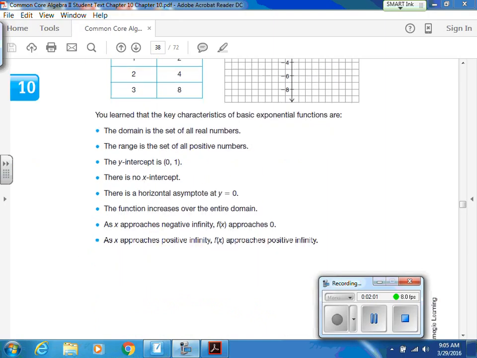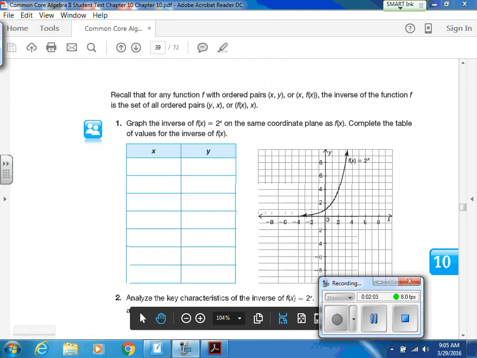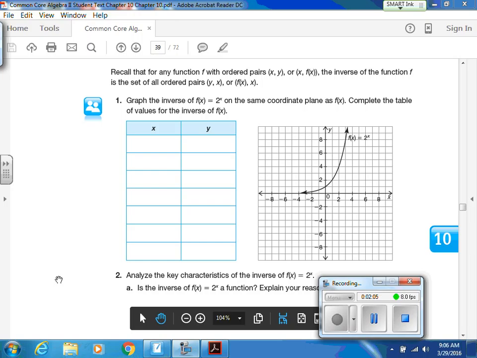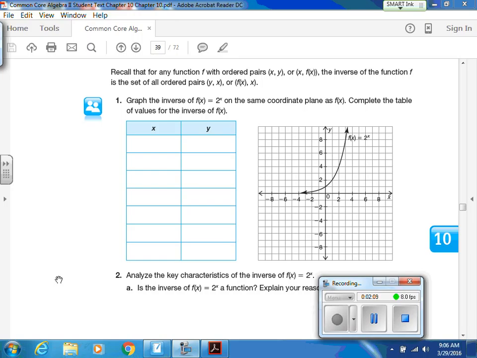Okay? Now, if you look at this, remember that when you do an inverse of a function, you just switch the ordered pairs. What was x, y, change it to y, x. So let's switch this. The first point that we had was -3, 1/8. Let's write 1/8, -3.